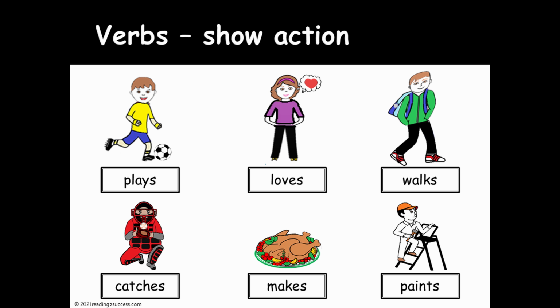The home and the farm were left alone because they are places. Now with kids, look at the verb examples. Remind kids that verbs show action. In our example, we have 6 verbs: plays, loves, walks, catches, makes, and paints.